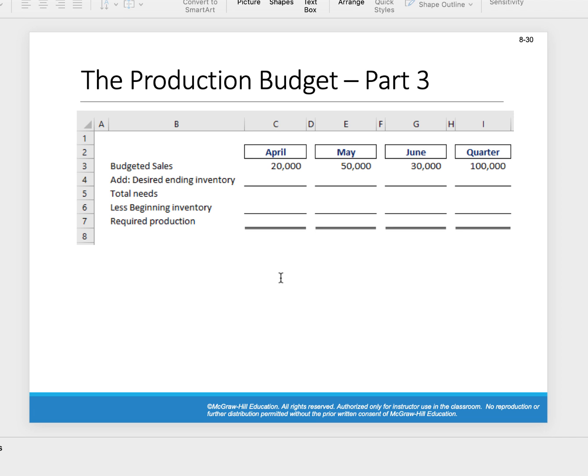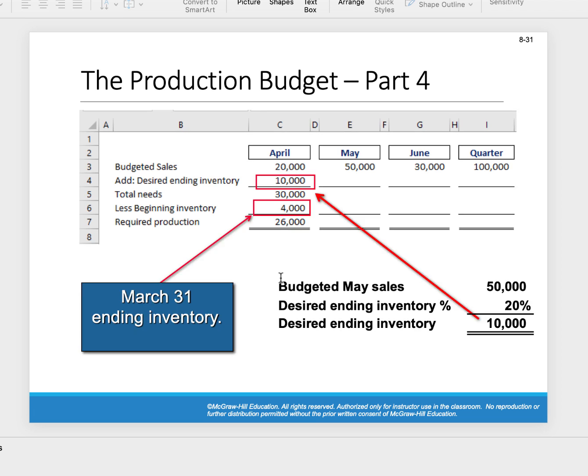Meaning we're going to start off with budgeted sales in units. To that, we are going to add desired ending inventory. That's going to equal the total production needs for the month. Then we subtract out beginning inventory. That tells us how much we actually need to produce in that month. Okay? So let's continue to look at this.